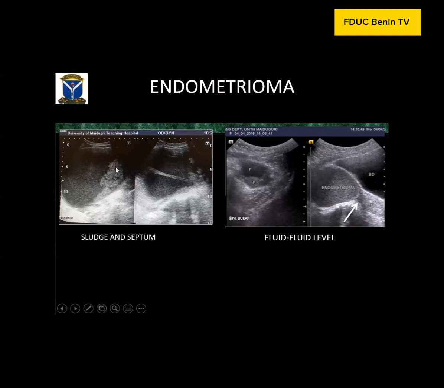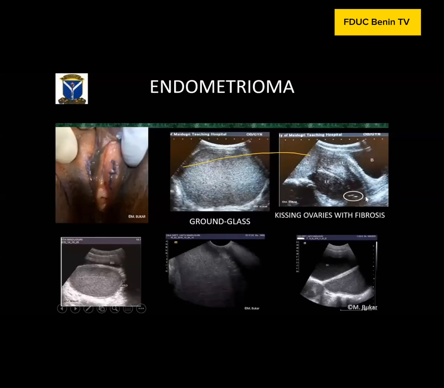It is sludge. The same patient. Here you can see fluid level below at different stages. You can see the ground glass appearance here, and you can see adhesions here between the uterus and the endometrioma. I'm yet to see a case of an endometrioma without associated pelvic adhesions on ultrasound scan. I'm yet to see one.